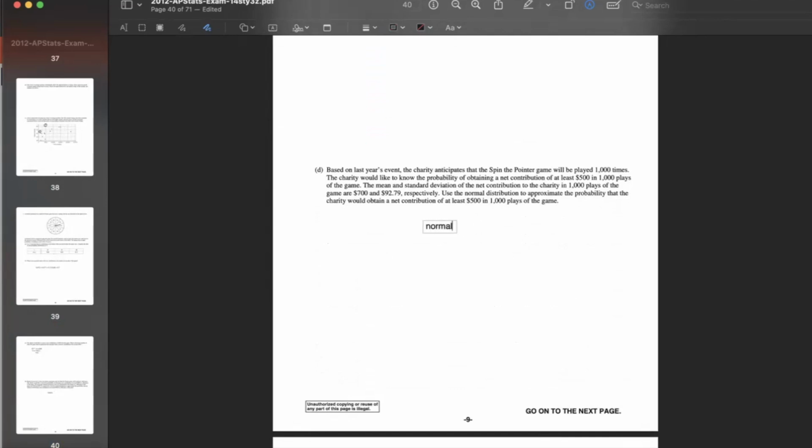So since we're asking at least, it would be normal CDF with the right tail. All right, so the lower bound would be $500. Since we're asking at least 500, the upper would be 10 to the power of 99. All right, and then the mean, it gives you that the mean is 700, and the standard deviation is 92.79. So if you plug this into your graphing calculator, you would get approximately 0.9844. And make sure to explicitly write out this answer for full credit.